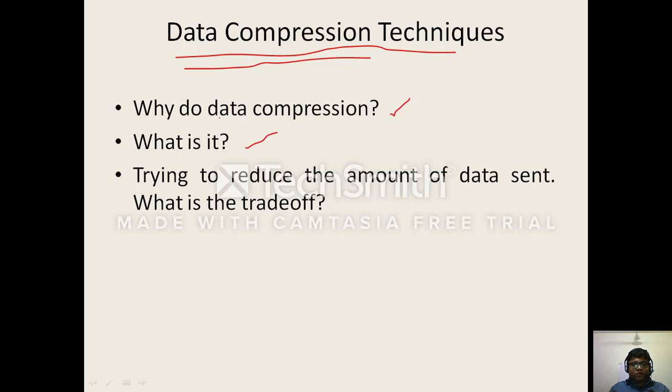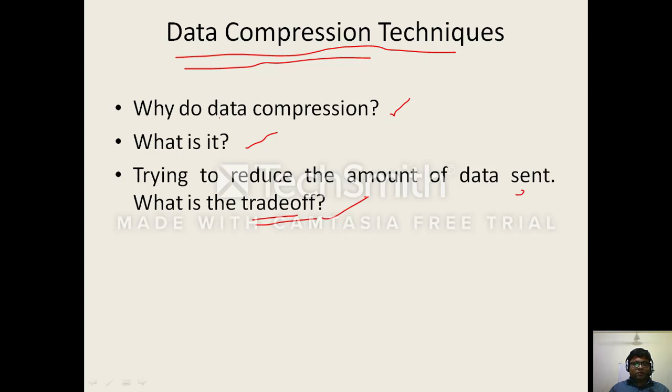And trying to reduce the amount of data sent, what is the trade-off? What is the benefit? What is the harm or loss? What is the merit or what is the demerit? So our discussion will be based on this.